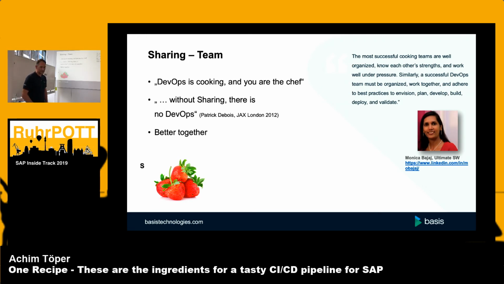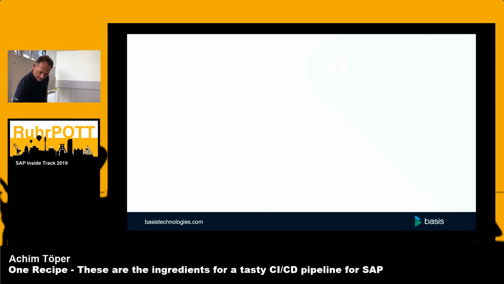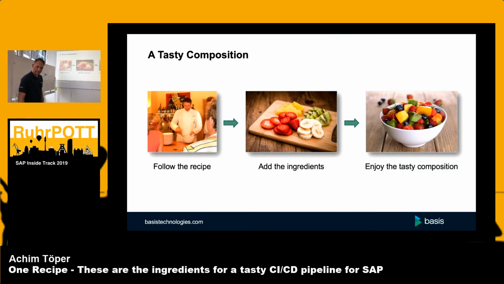And this is the last point from my recipe. If we did everything right, so I talked about a tasty CI/CD pipeline. So my tasty composition goes like that. Follow the recipe, add the ingredients, healthy. I didn't take meat here, but fruit, and then enjoy the tasty composition after all.